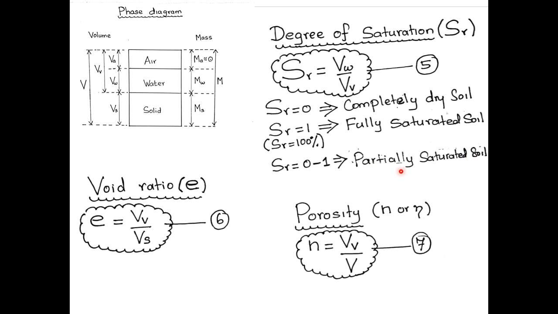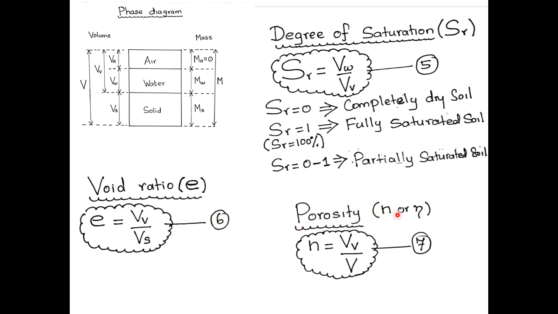Okay. Next one. Void ratio E. Void ratio E is equal to volume of voids over volume of solid. Equation number 6.